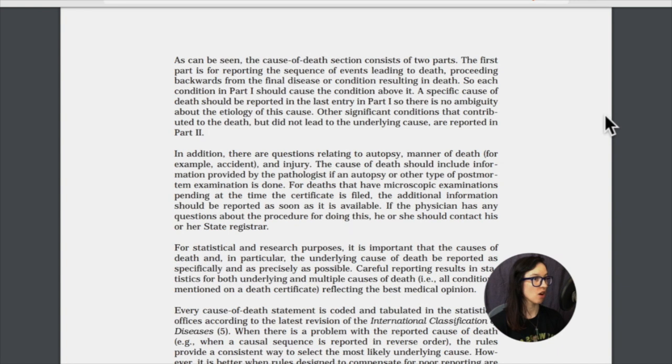As can be seen, the cause of death section consists of two parts. The first part is for the reporting of the sequence of events leading to death, proceeding backwards from the final disease or condition resulting in death. So each condition in Part 1 should cause the condition above it. A specific cause of death should be reported in the last entry in Part 1, so there is no ambiguity about the etiology of this cause. Other significant conditions that contributed to the death but did not lead to the underlying cause are reported in Part 2.